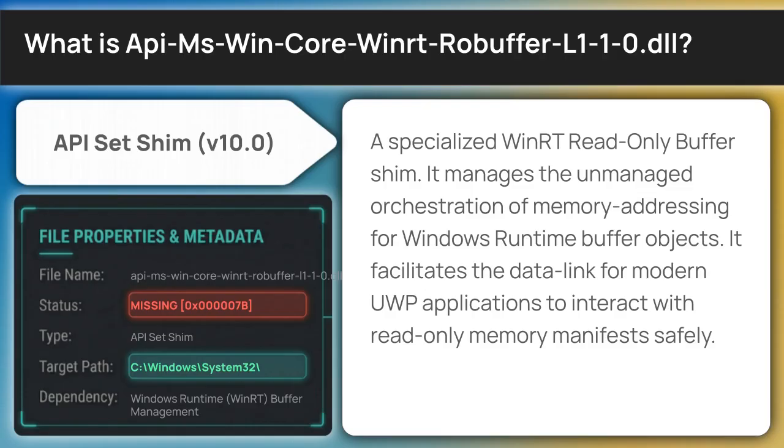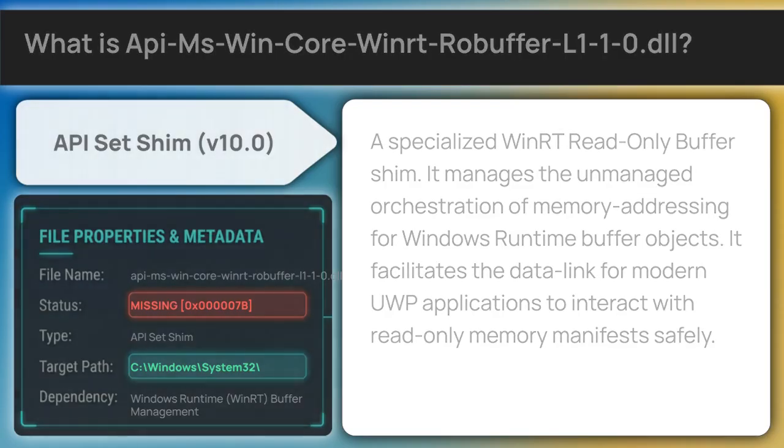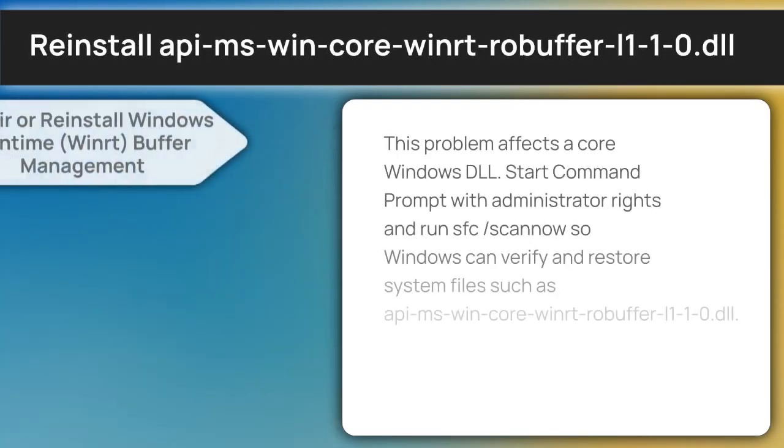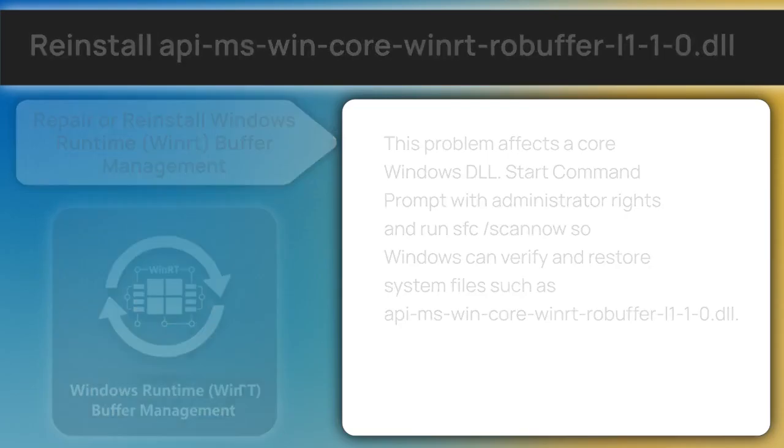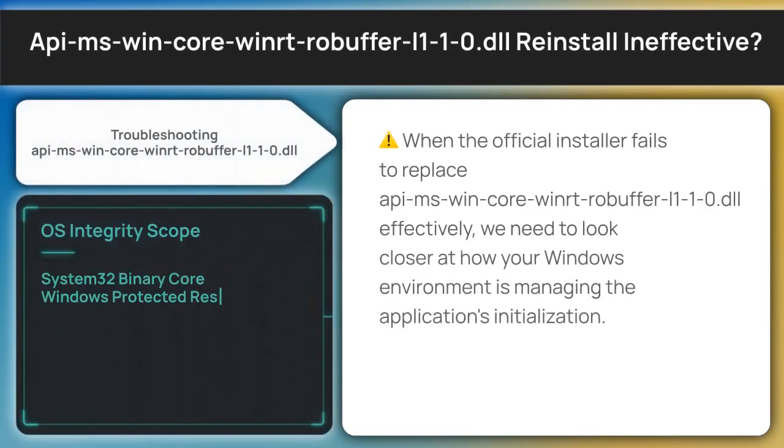Our first move is installing a fresh, clean copy of the library. This problem affects a core Windows DLL. Start command prompt with administrator rights and run sfc /scannow so Windows can verify and restore system files such as WinRT Row Buffer. In cases where the official installer remains ineffective, we must escalate to a manual review of your system's active runtime state.